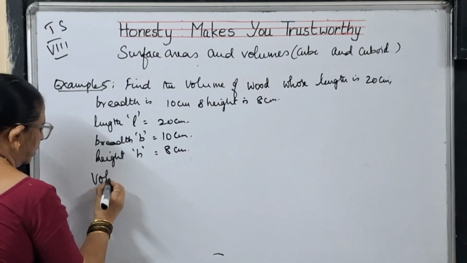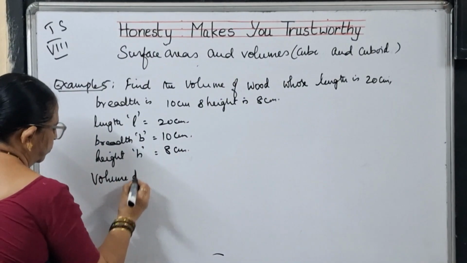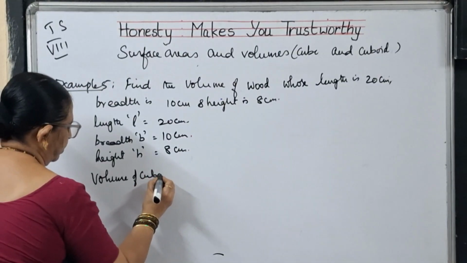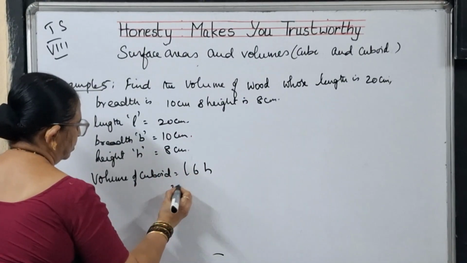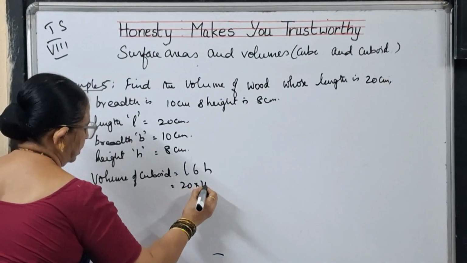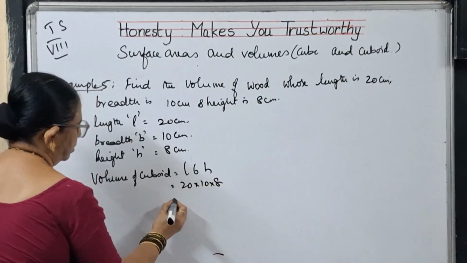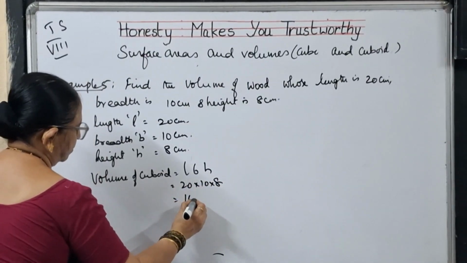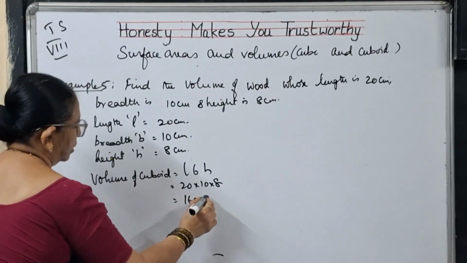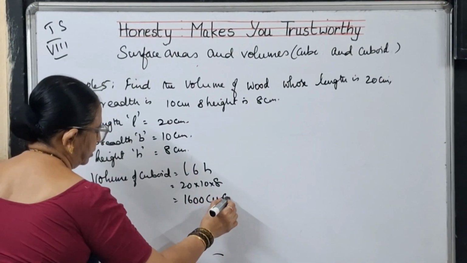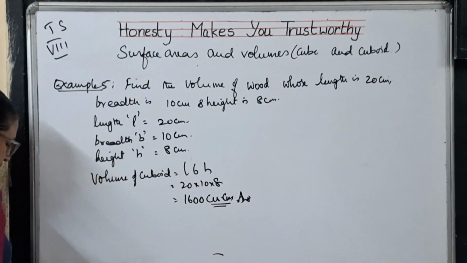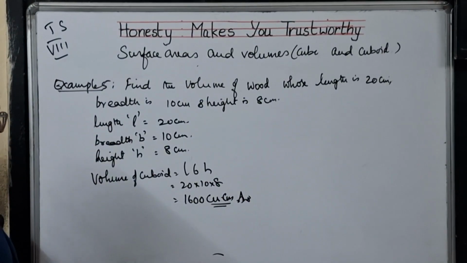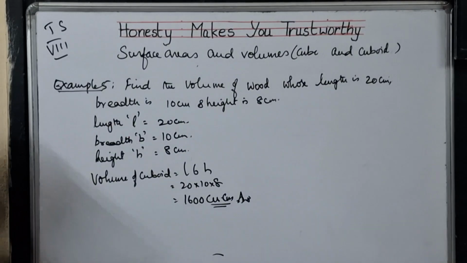So what is the volume? The volume of a cuboid, we have already derived it, is L into B into H, that is 20 into 10 into 8. 8 twos are 16, so 1600 cubic centimeters. Units are very important, children. 1600 cubic centimeters is the answer for this problem. Please note it down.